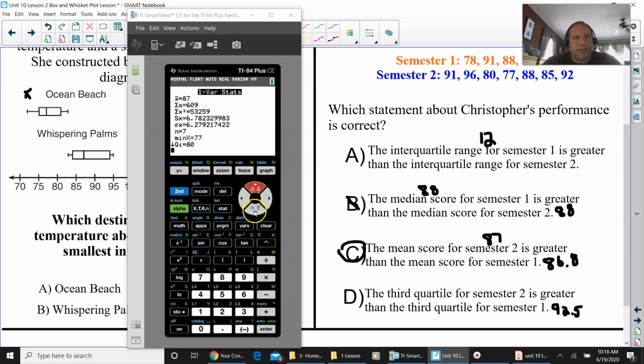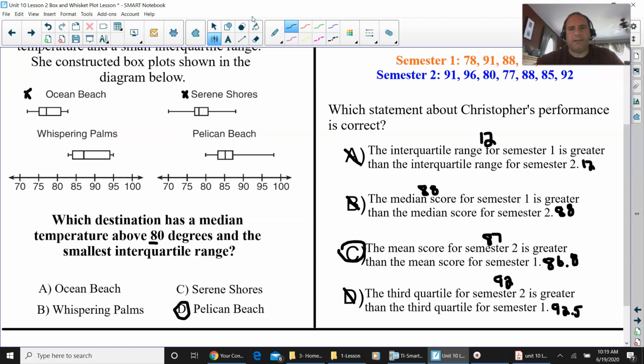The third quartile, let's just prove it. For semester 2 is it greater than the third quartile of semester 1? It is not greater. And the interquartile range is 92 minus 80 for this one, which is 12. And it is not greater, it's the same. So A is out as well. C is your answer. Hopefully you did get that. Just do process of elimination. It's a little bit of work with the calculator and knowing how to use it, and you'll be okay if you do know how to use that calculator.